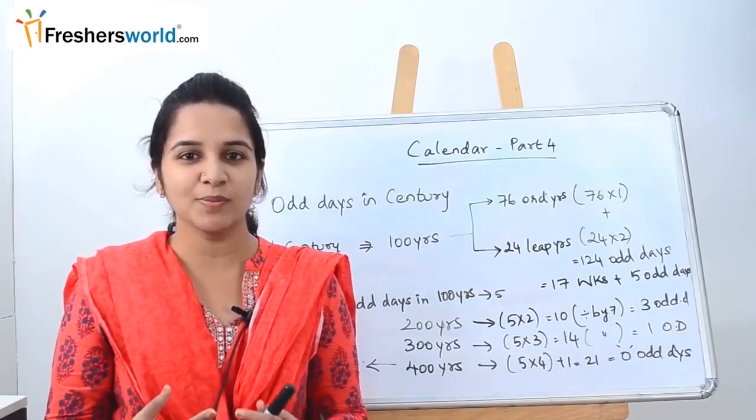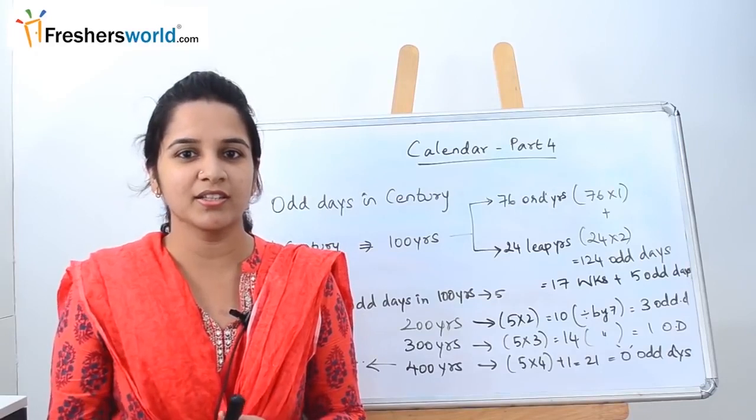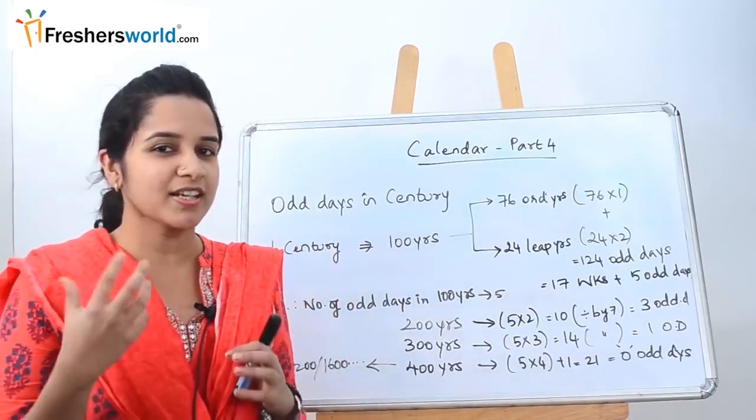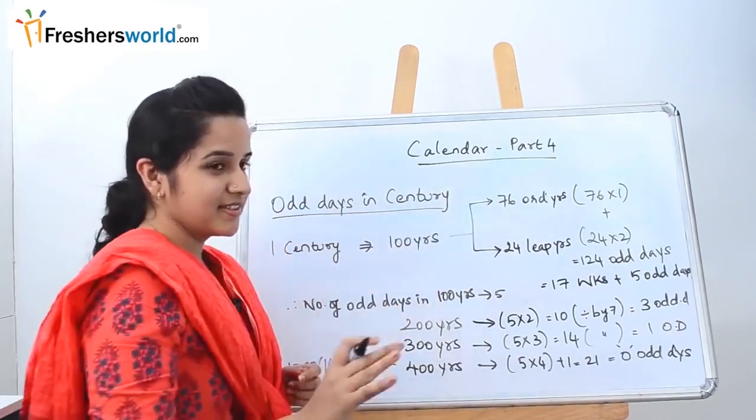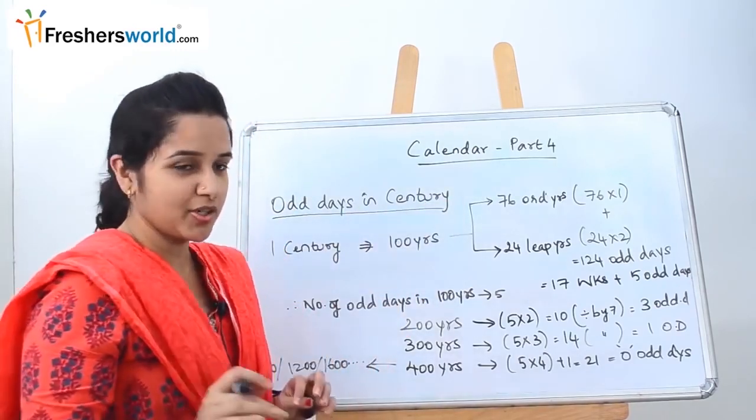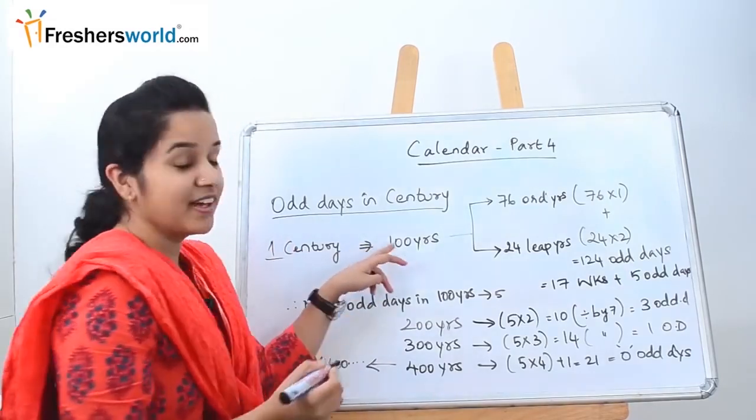So in this case, we'll be talking about the sums that are falling under the topic of century. So let's understand this concept first. Let's talk about the odd days in a century. Let's take 1 century first. So 1 century is nothing but 100 years.